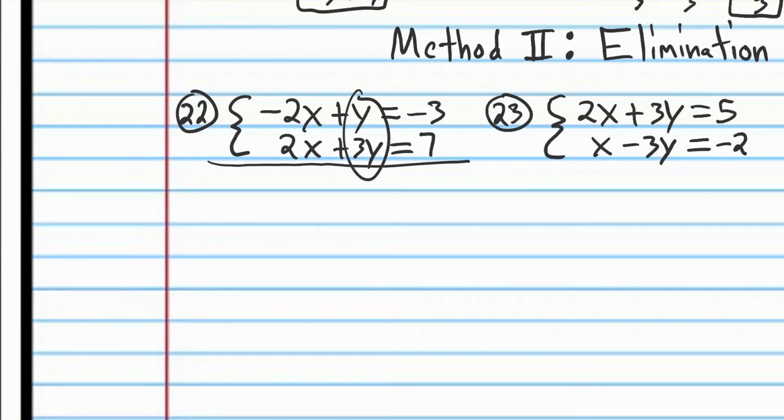Then we add these together. 3y plus y is 4y. And then we add these together. Negative 3 plus 7 is 4. Then we just take this equation, divide both sides by 4, and we get y is equal to 1.